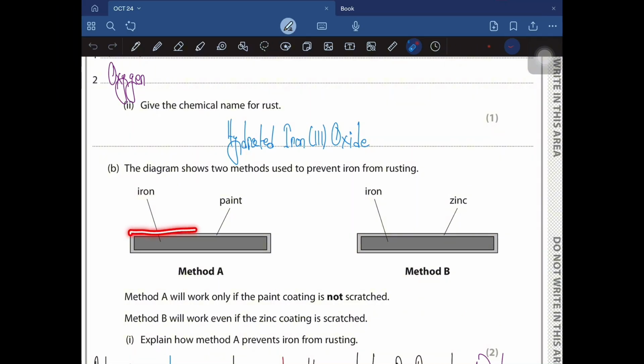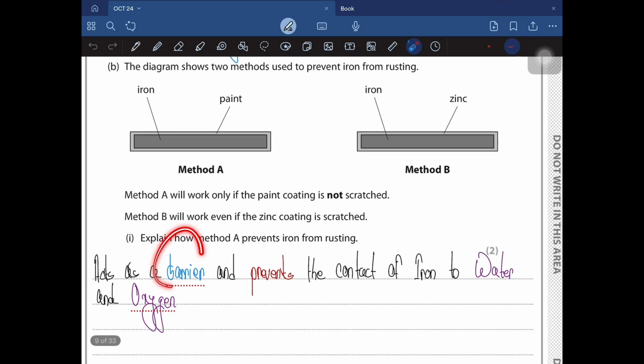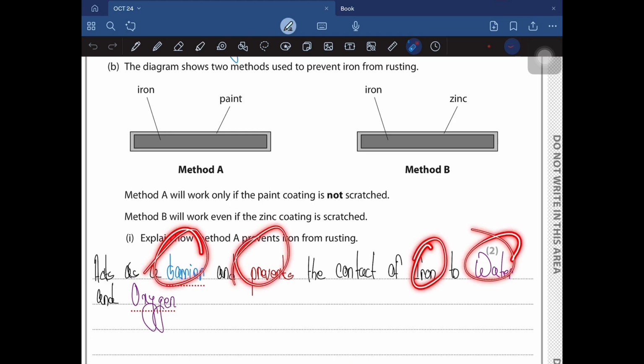So basically, you have applied a paint layer around the iron over here. And basically, what you have done is you have dipped the iron in zinc. This is what we refer to as galvanization, and this is nothing but forming a barrier between the iron and the environment. So this paint acts as a barrier and prevents the contact of the iron with water and oxygen from the environment, and prevents it from rusting. So that is what I've written over here. It acts as a barrier and prevents the contact of iron with water and oxygen.